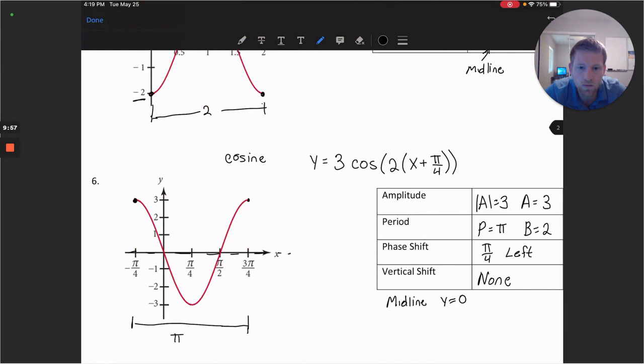We certainly can distribute this 2 into the rest of our equation. So an alternative way we could write this equation is y is equal to 3 cosine of 2x, and then plus pi over 2. So both ways are acceptable to write that equation. It's a little bit easier to write this version first with the b value out and the phase shift inside. But either way will work.